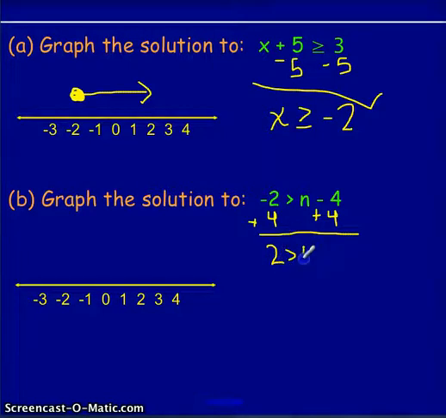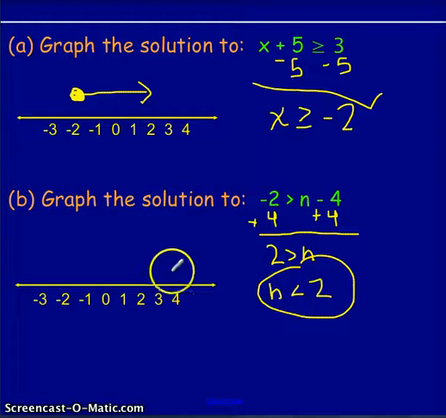I always tell the kids to write this in terms of the variable. Instead of saying 2 is greater than n, that also means n is less than 2. So I'm not changing the side. If you think about the alligator method when you were younger, the 2 is still the number being grabbed by the alligator. I just switched it around to have the variable on the left because it's easier to graph that way. This way you don't end up making any mistakes. So n is less than 2.